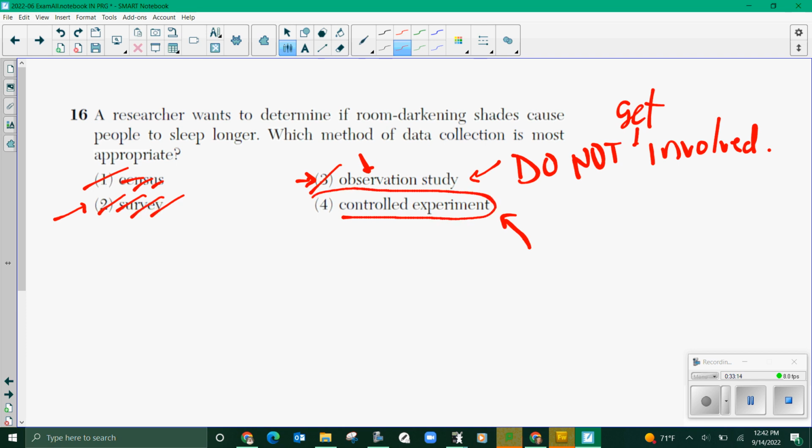What does that mean? If I have 30 people, maybe half of them will have the room darkening shade. Maybe half of them will not. I'm not even going to tell them that's the purpose of putting them in the room. 15 of them, I'll put them in a room to sleep with a room darkening shade. And 15, I'll put them in a room that does not have a room darkening shade. You still observe them, but you're controlling their environment.